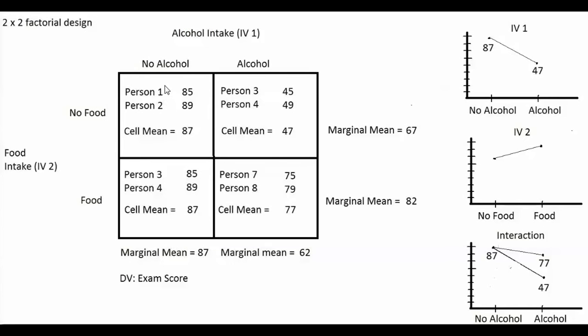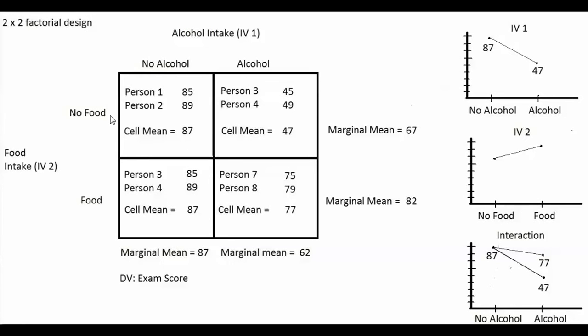So here we have participants who have no food and no alcohol. They did pretty well on the exam because the mean is an 87. But when the participants have no food and alcohol, this mean drops down quite a bit because they're having alcohol on an empty stomach. When the participants have food and no alcohol, they still do pretty well on the exam, like they did up here. And when participants have food and alcohol, the mean drops, but it doesn't drop by as much as it did in the top row, because in this bottom row, the alcohol isn't affecting people as much because they're having the alcohol on a full stomach.